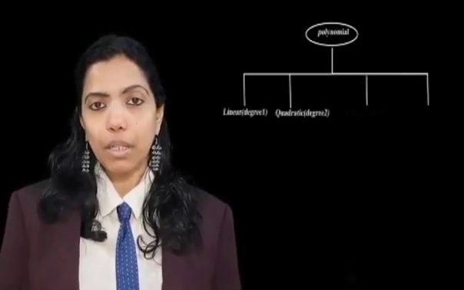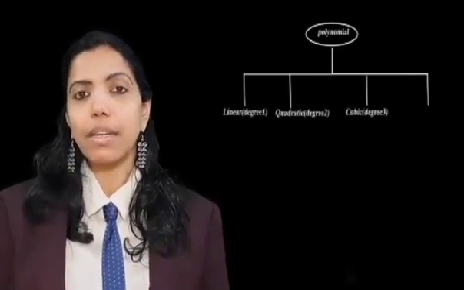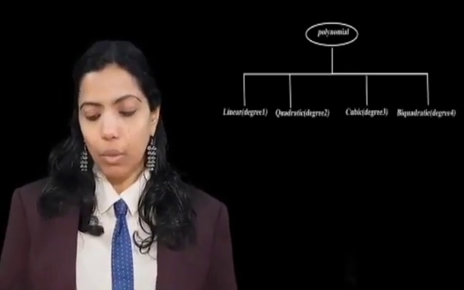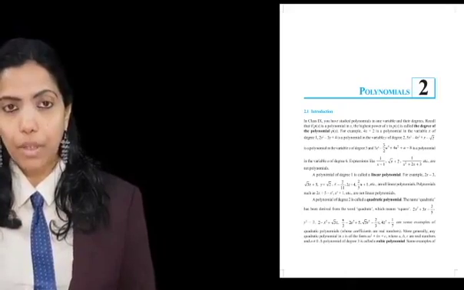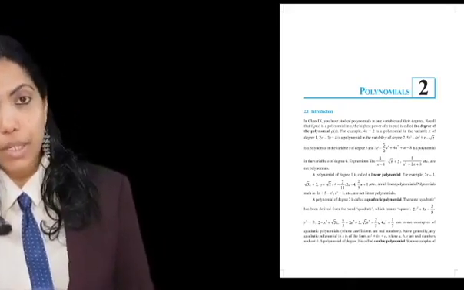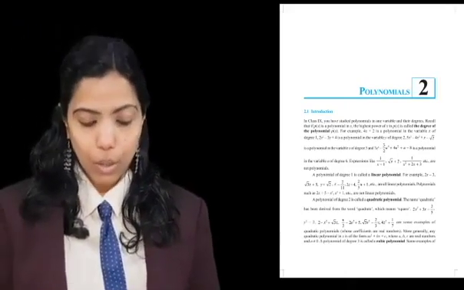So we can begin from the very first one. It is linear polynomial. What is a linear polynomial? Linear polynomial is a polynomial of degree 1. So we can mark the points related with that one. Here it is given in the course book for you.